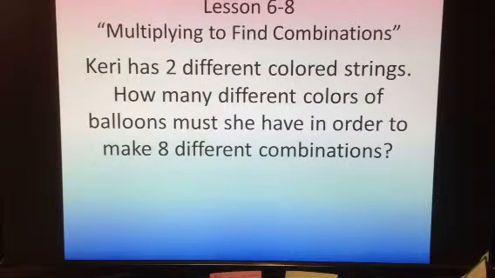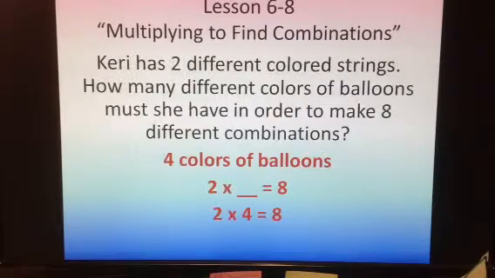Here's another trickier problem. Carrie has 2 different colored strings. How many different colors of balloons must she have in order to make 8 different combinations? Pause the video if you need to think about this. The question's asking you 2 times what equals 8? The answer is she needs 4 colors of balloons because 2 times 4 equals 8.